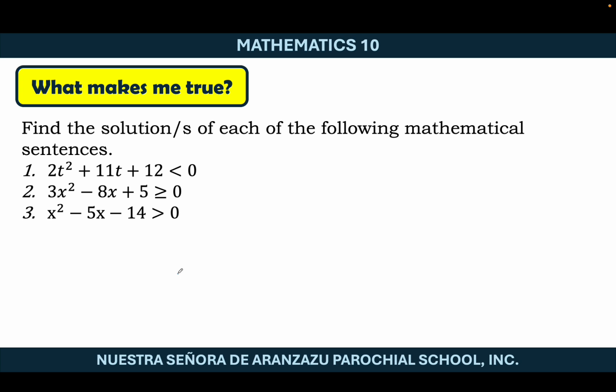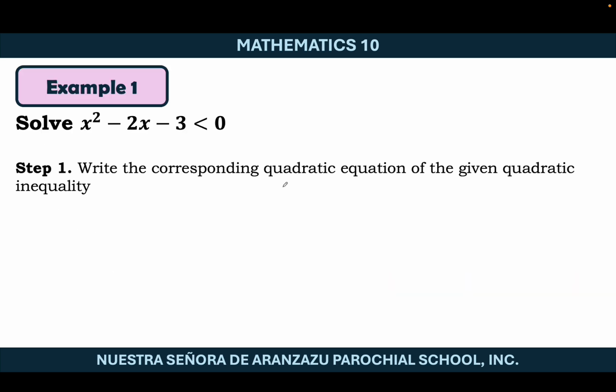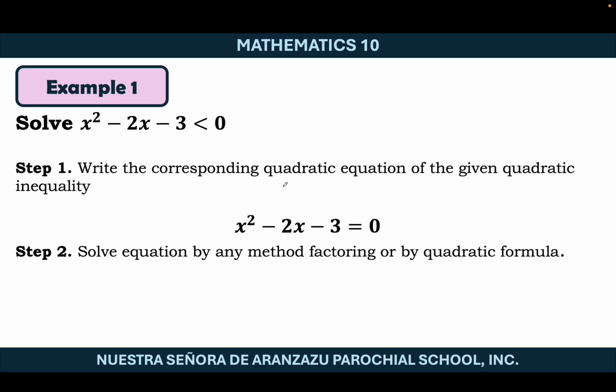Okay, so yung number 2, 3x squared minus 8x plus 5, I'll leave that to you as your practice. Pag-practicean na yan. So, try natin to. X squared minus 2x minus 3. So, step 1, write the corresponding quadratic equation of the given quadratic inequality. So, this will become x squared minus 2x minus 3. Then, step 2, solve the equation by any method. So, pwede natin masolve to in factoring. So, that will give you x minus 3 times x plus 1. Then, solve for x. So, that will give you x is equal to 3 and x is equal to negative 1.